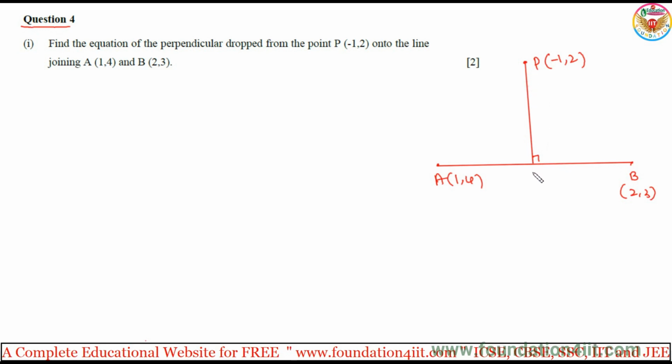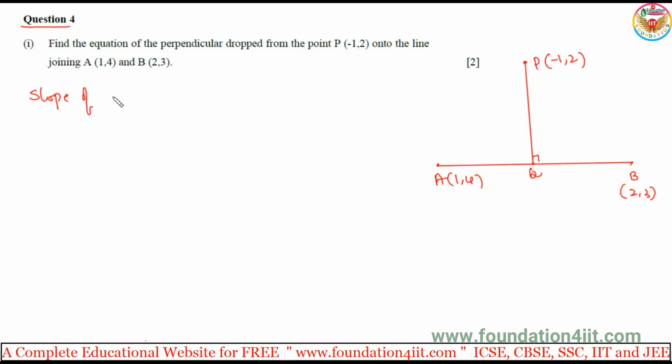So let the foot of the perpendicular from point P be Q. Now we need to find out the slope of AB. If you know the slope of this line PQ, and P is a point on this line, then you can find the equation of it, because they're asking to find the equation of the perpendicular dropped from the point P. First let us find the slope of line AB.